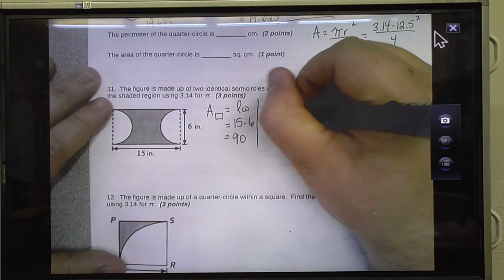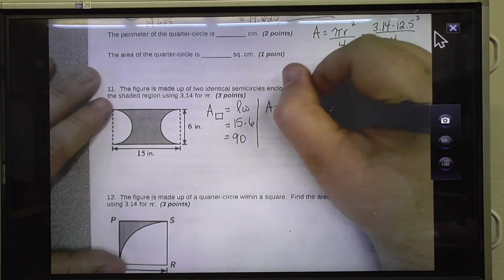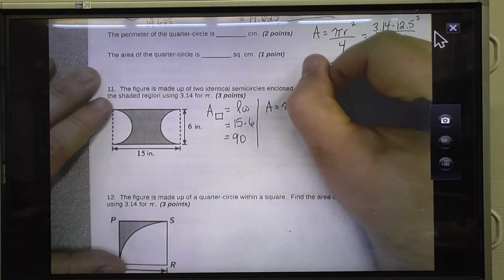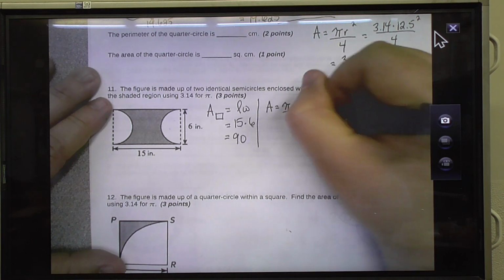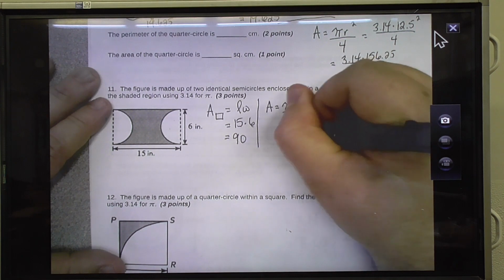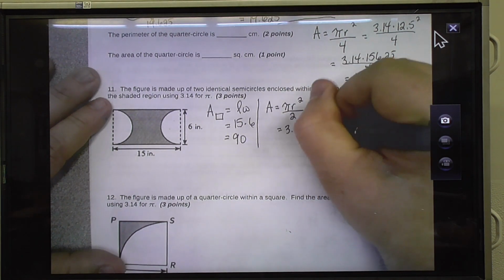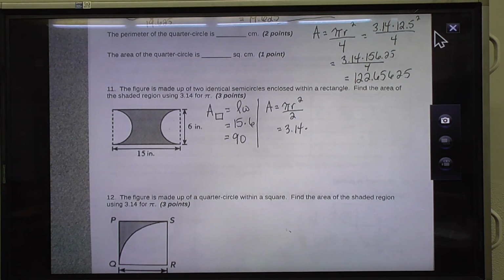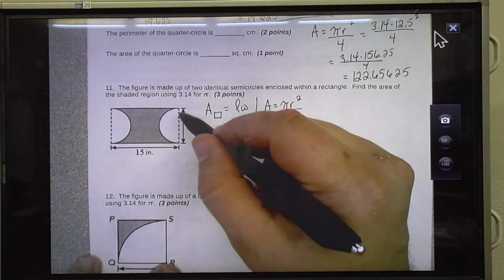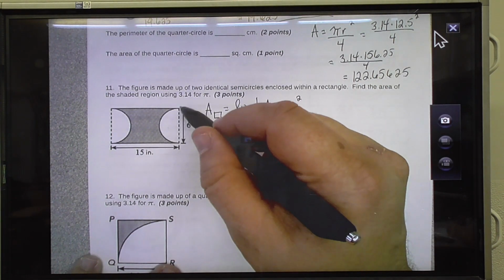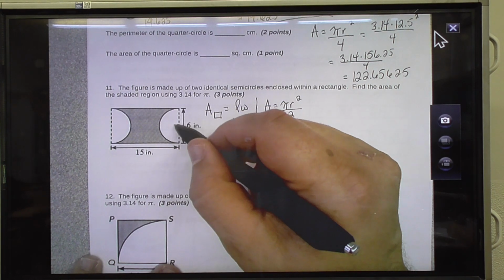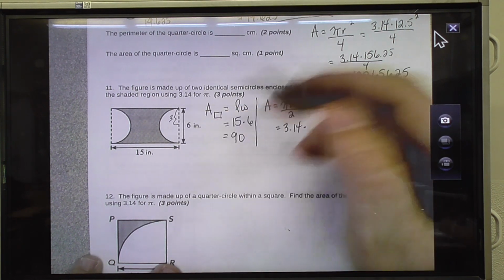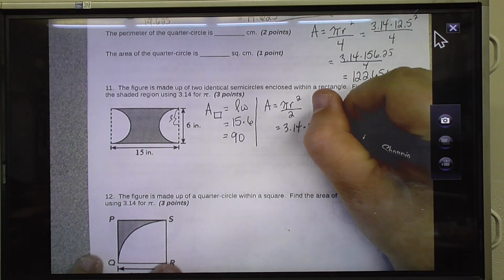We need to find the area of one of those semicircles. Pi r squared divided by 2. Pi is 3.14 times, what would the radius of one of those circles be? 3. How did you get 3? Because 6 is the whole diameter, right? It goes from one side of the circle to the other. So we only want half of that. Half of 6 is 3. You get what I'm trying to say?